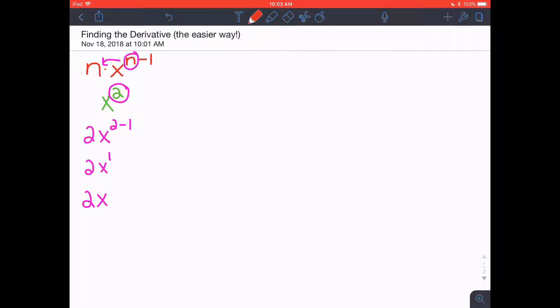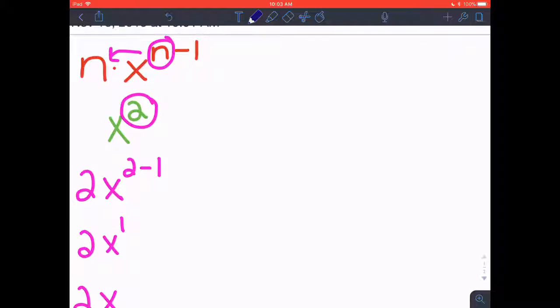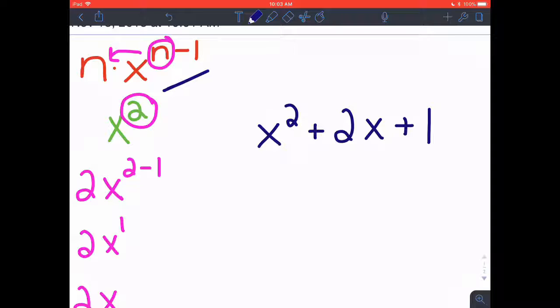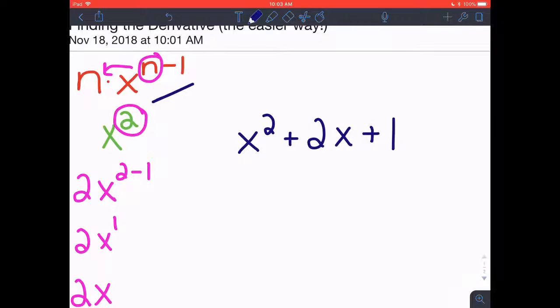So now we're going to go over what to do when you have multiple terms in an expression and how to find the derivative of that. So what happens basically is that when you find the derivatives of multiple terms, you just add the derivatives together. So in this case, we're going to find the derivative of x squared plus 2x plus 1 using the same thing we did before. So we already found that the derivative of x squared is 2x.